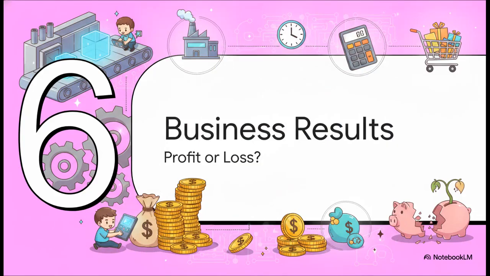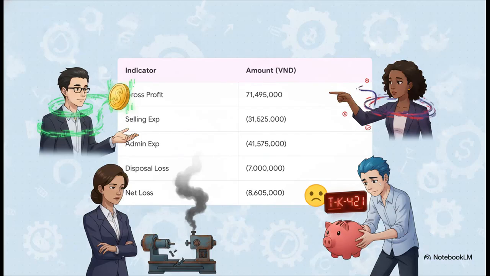And finally, Section 6, determining final business results. Did we make a profit or a loss? Let's look at the final scorecard, the income statement. From our sales, we actually generated a really healthy gross profit of 71.495 million VND. Looks great, right? But watch what happens as we move down the sheet.